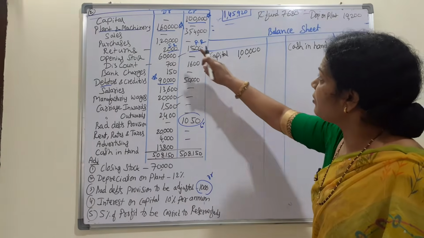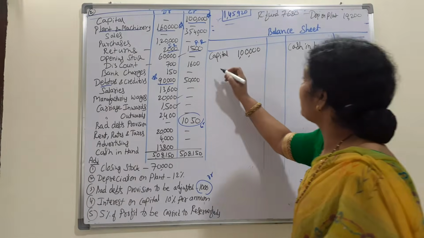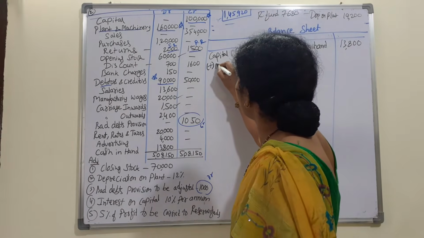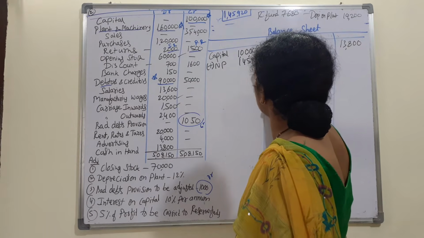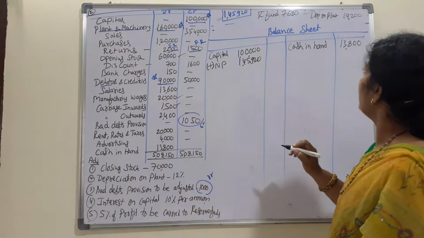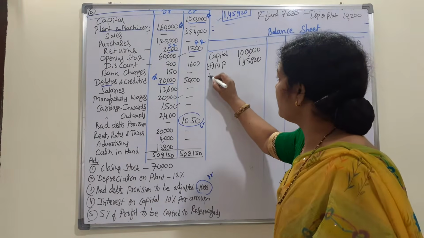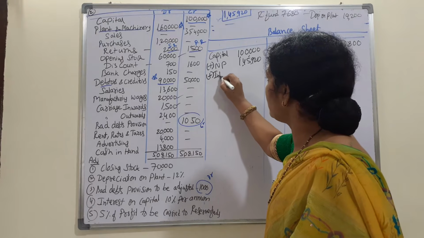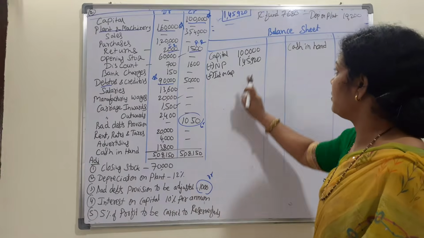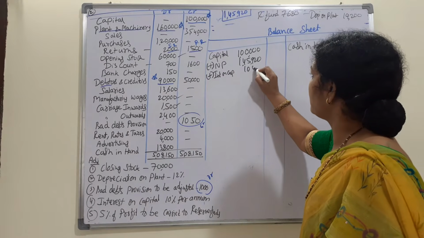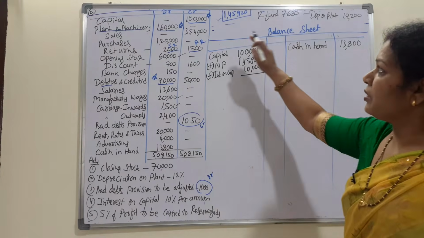So now the capital is here 1 lakh, and what we can do to the capital, first we'll add the net profit 1,45,920. And interest on capital is there, that also will add. Interest on capital is 10%, 10% means 10,000. Total we'll do later. Capital is over.